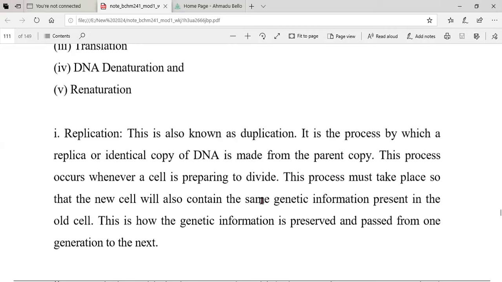So also the genetic material has to be duplicated. So DNA has to be replicated or duplicated in preparation for what we call cell division. So this process must take place so that the new cell will also contain the same genetic information that is present in the old cell. This is how genetic information is preserved and passed from one generation to the next.